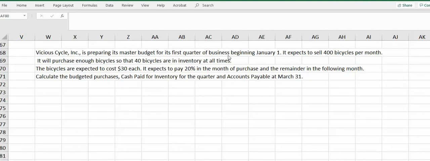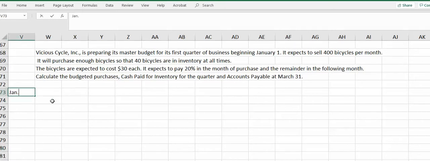So here we have Vicious Cycle. It's its first quarter of business, and it expects to sell 400 bicycles per month. It always wants to have 40 bicycles in inventory at all times. The bikes cost $30 a piece, and they expect to pay their bills whereby they pay 20% in the month they buy the bikes, and the remaining 80% of their bills in the following month. So let's go through what occurs.